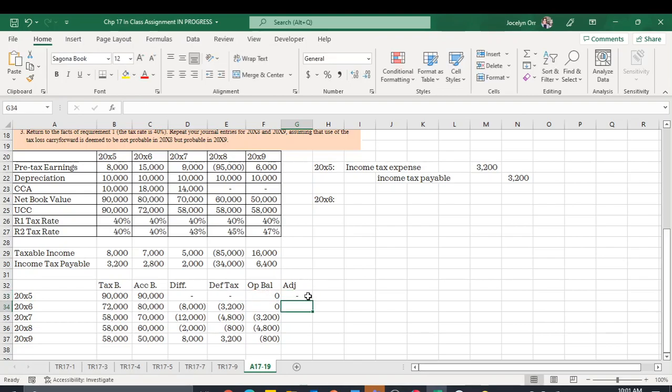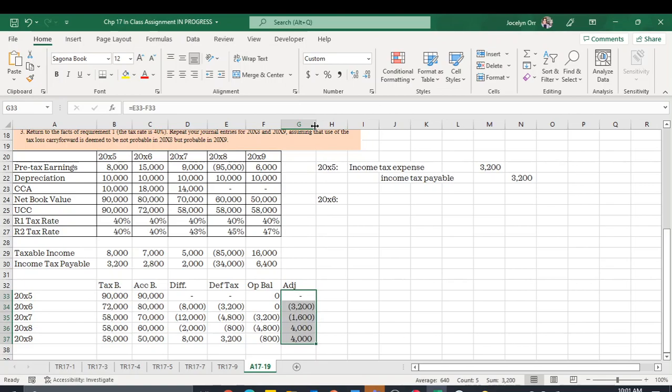And then any adjustments that need to be made, we have here. Okay. So we can see in 20X5, we had no adjustment that needed to be made, and that's reflected in our journal entry. Okay, and we've used up this as well. In 20X6, however, we are going to have an adjustment that we need to record.